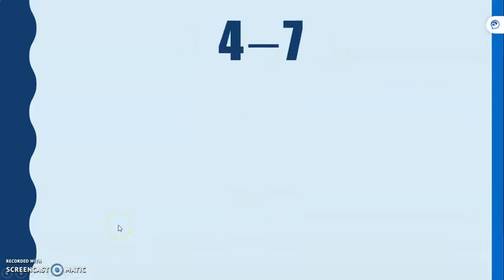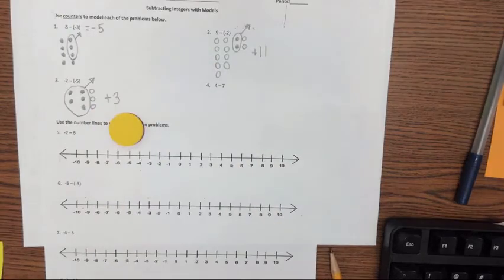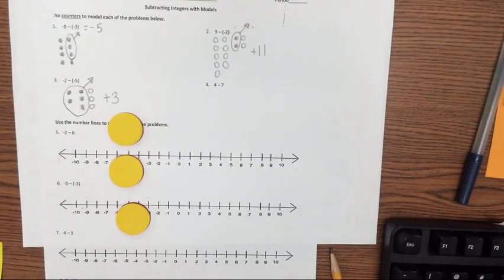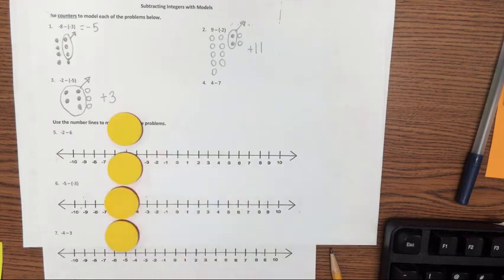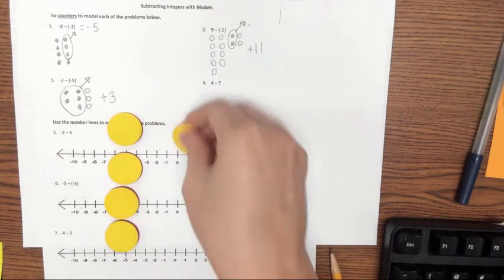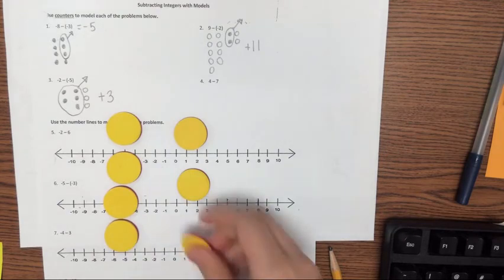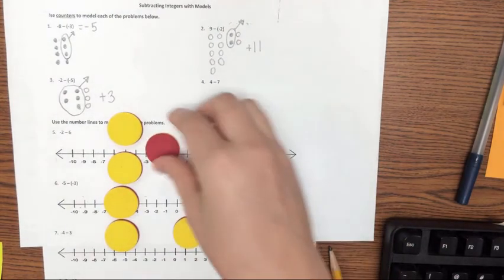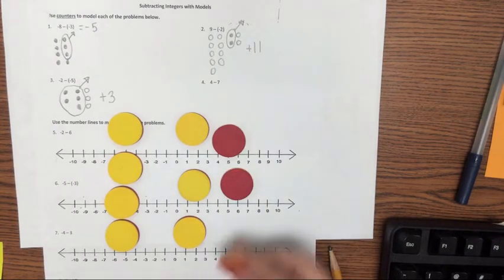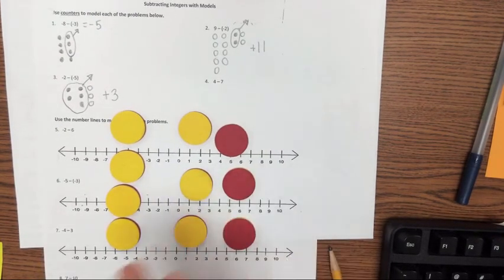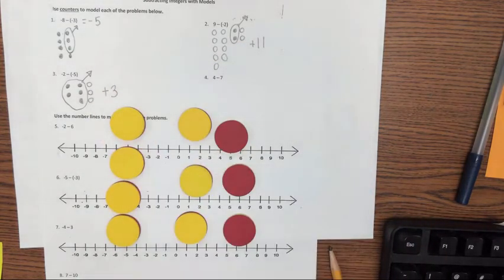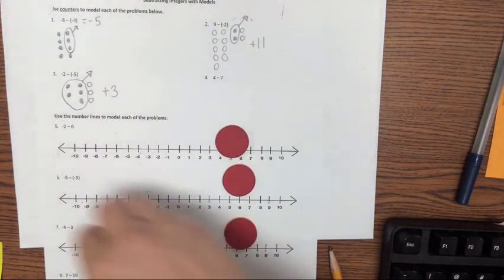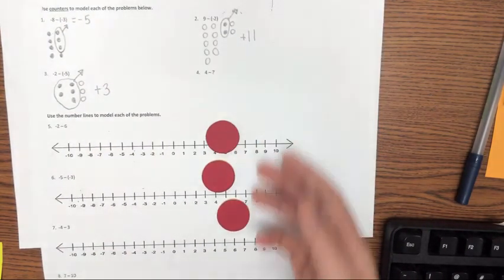Last one, 4 minus 7. Starting off with 4 positives. 1, 2, 3, 4. And I want to take away 7 positives. I don't have enough. So I'm going to add 3 more positives so I can take away 7. But when I add the 3 positives, I also have to add the 3 negatives. Okay, now I still just have 4 on the table because remember this is just 0. So I can take away the 7 positives and I'm left with 3 negatives.